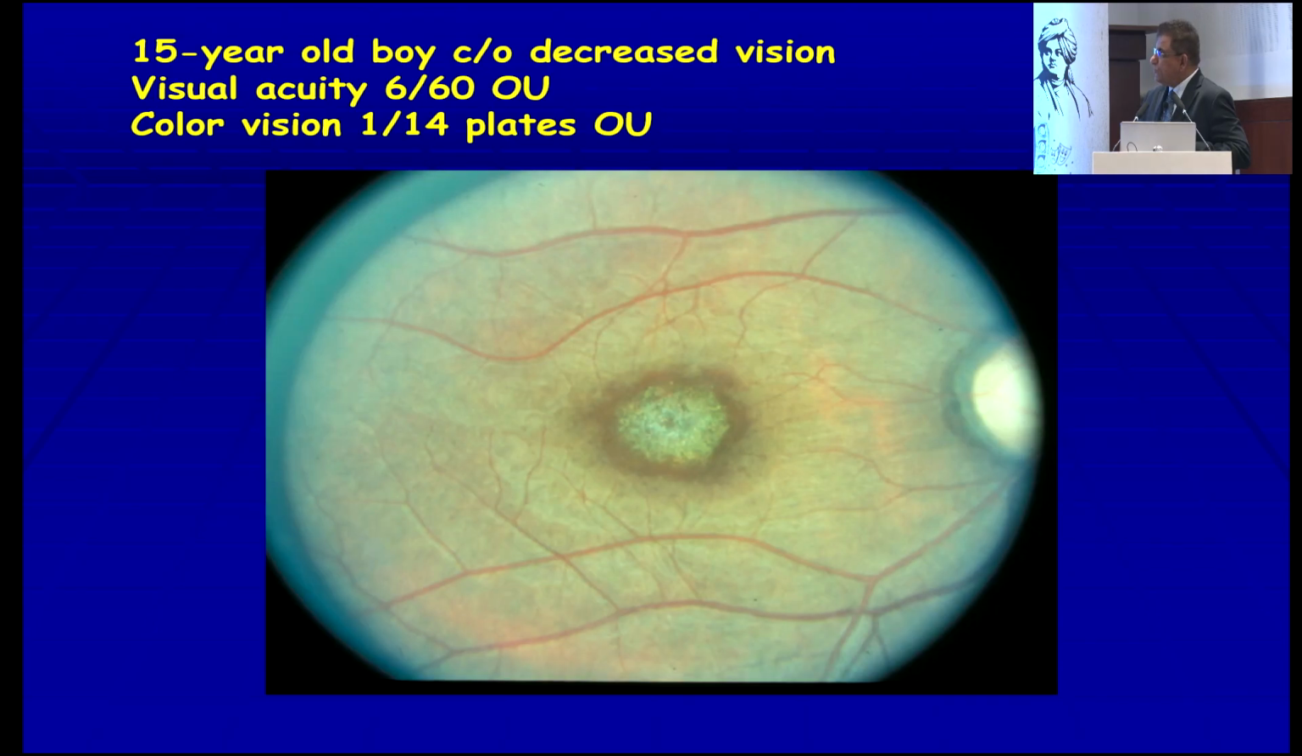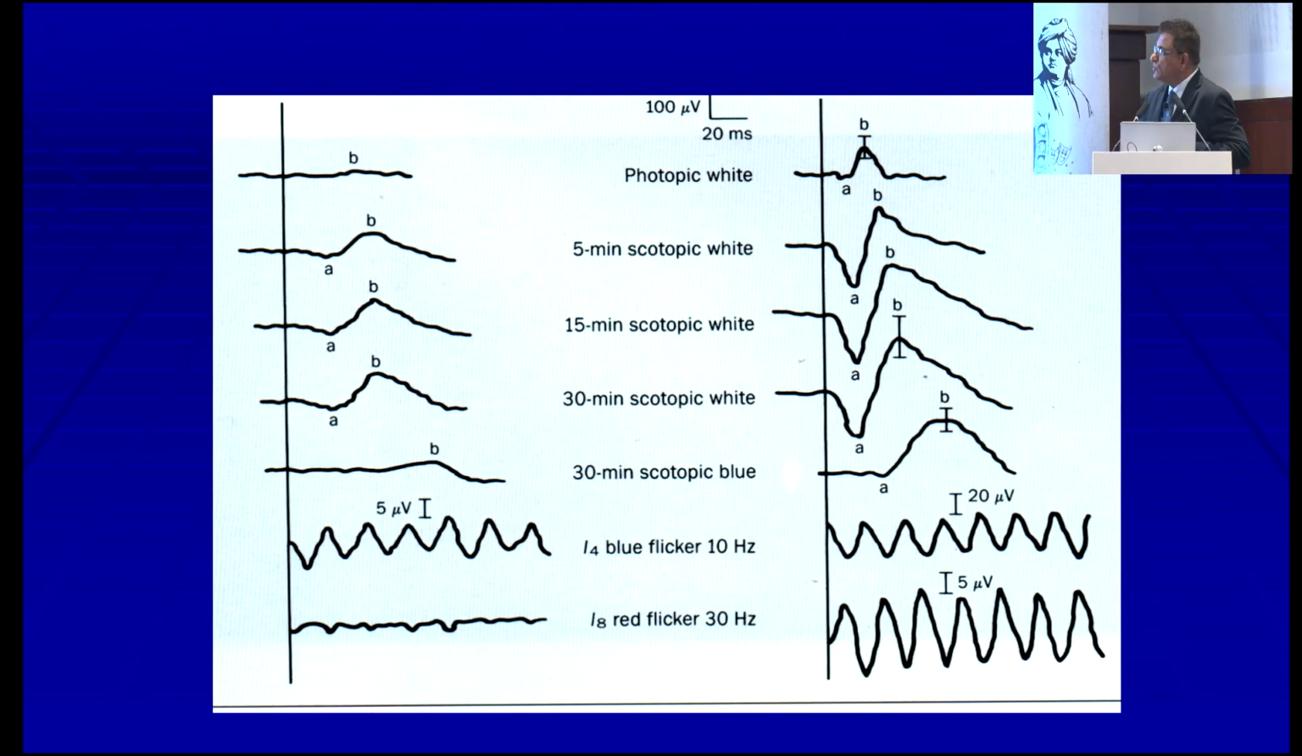Another 15-year-old boy, poor vision, poor color vision. You see the atrophic lesion in the macula, some flecks around it. Could be Stargardt disease, could be cone rod dystrophy. So you do an ERG, and what you see is, on the left is the patient and the right is the normal. If you look at the photopic white for cones, you see the ERG is down quite a bit. You look at the red flicker, and you see the ERG is down quite a bit. So the cones are definitely affected.